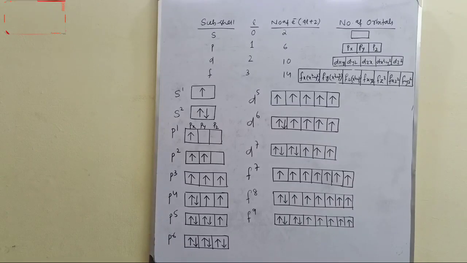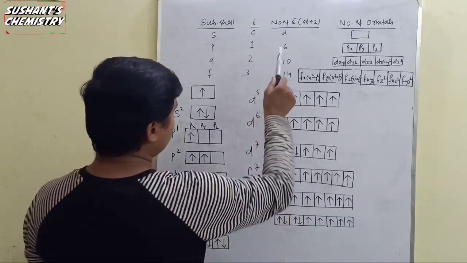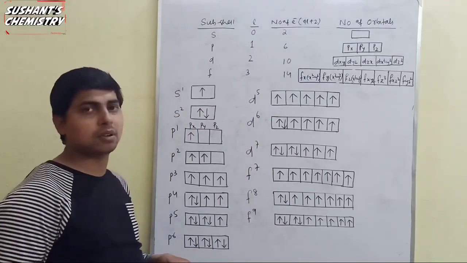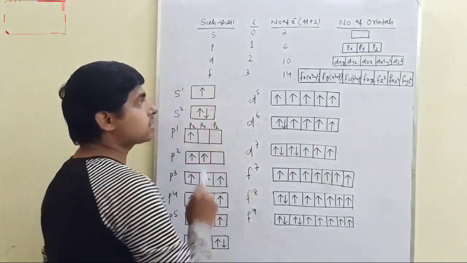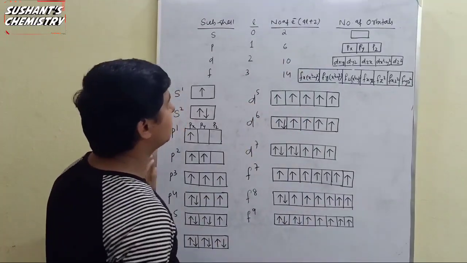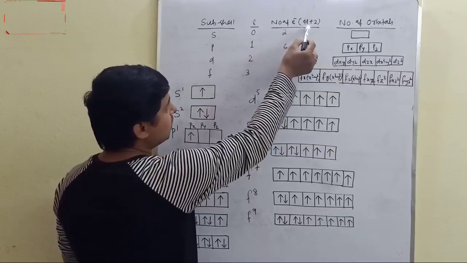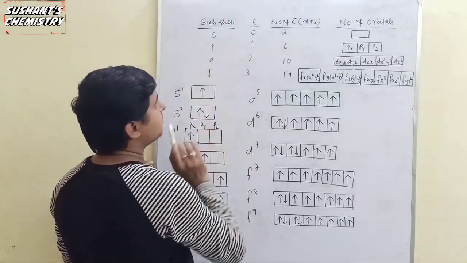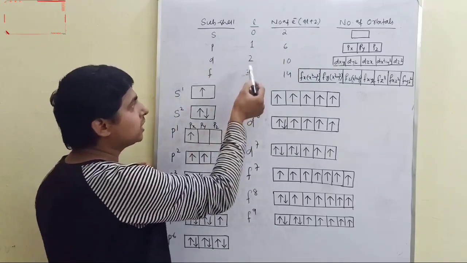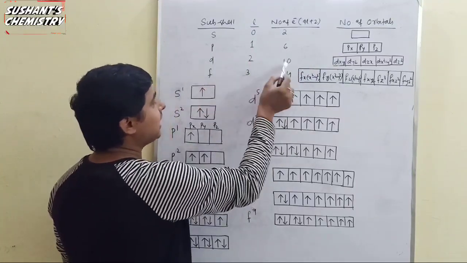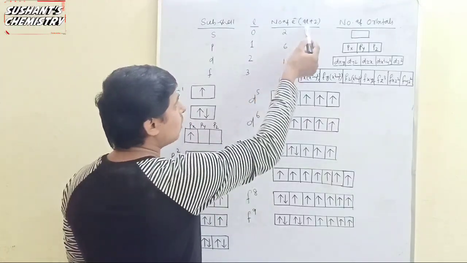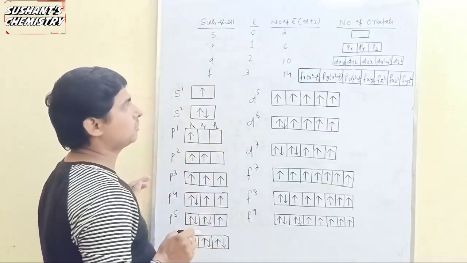We know that the s subshell contains a maximum of 2 electrons, the p subshell a maximum of 6 electrons, the d subshell a maximum of 10 electrons, and the f subshell a maximum of 14 electrons. We apply the 4l plus 2 rule. By putting l equals 0 in this formula we get 2 for the s subshell. Similarly, by putting 1 we get 6 for the p subshell. By putting 2 we get 10 for the d subshell, and putting 3 we get 14 electrons for the f subshell.